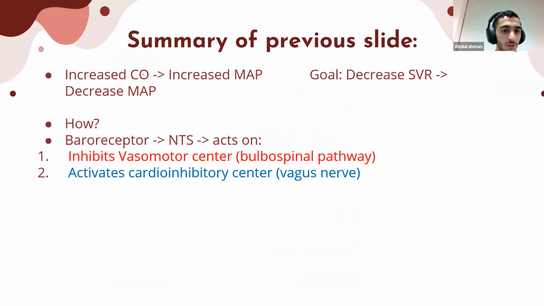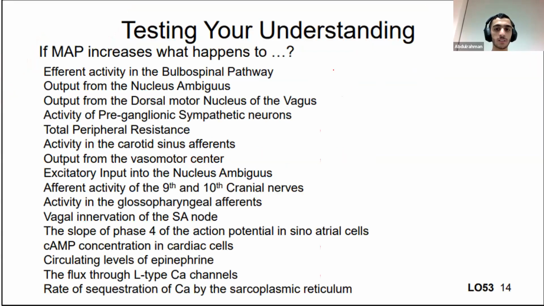Another summary of the previous slide. We said if there is an increase in cardiac output, there's an increase in blood pressure. So the goal will be decreasing the resistance and decreasing the cardiac output. It's basically the same thing. Now let's look into the slide. This was a big slide in your lectures, but it's all about that one graph. Let's go through it together.